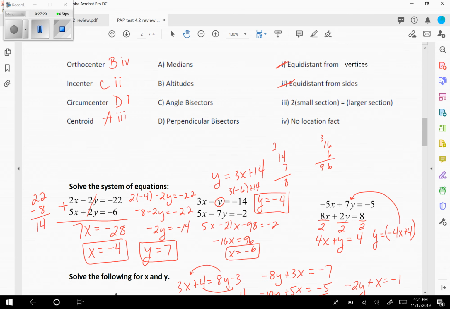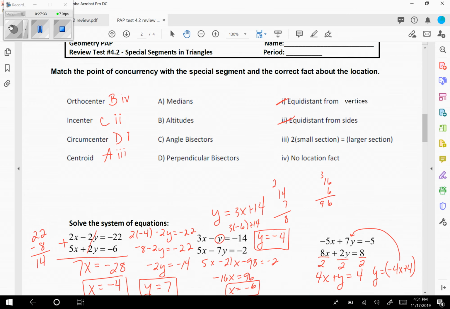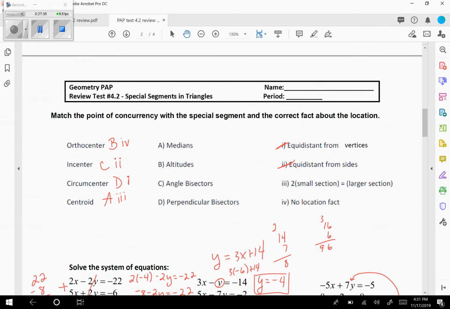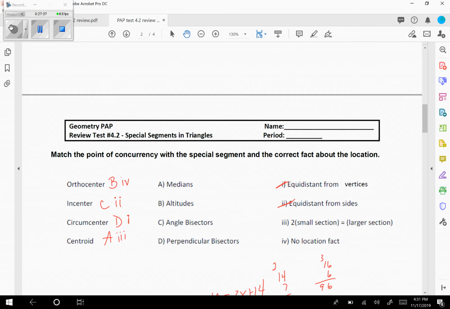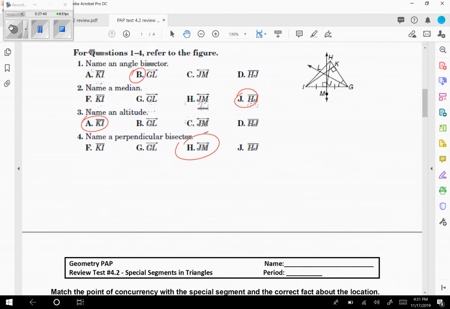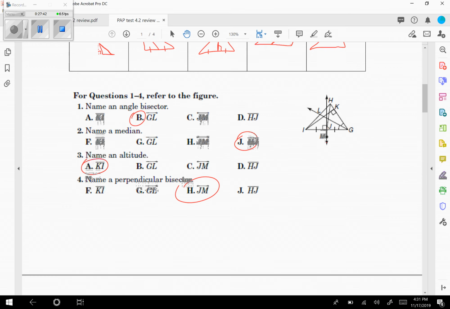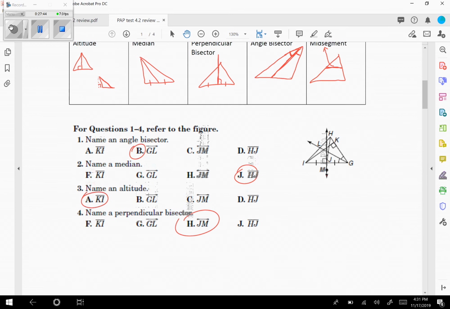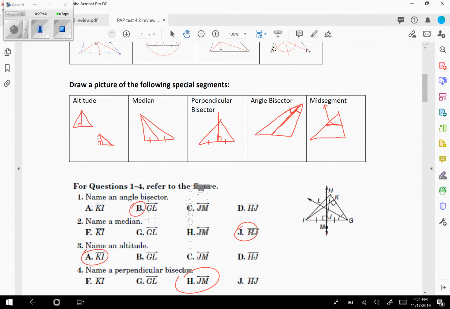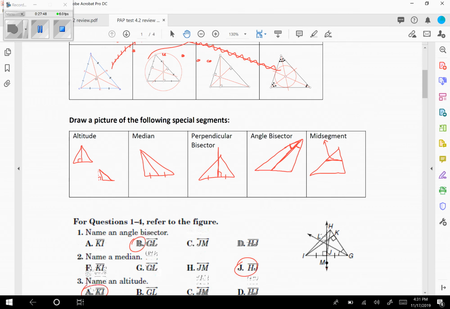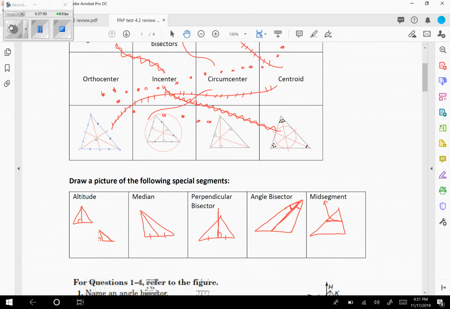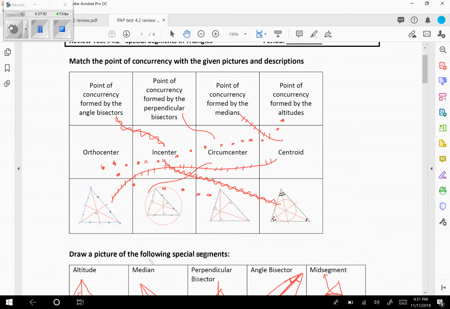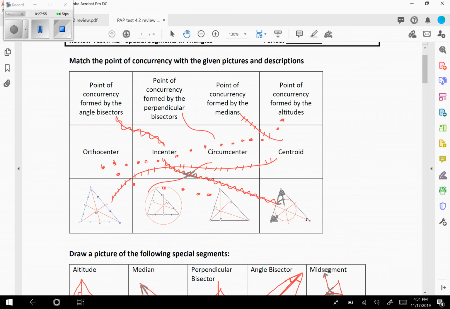Okay, so there's the other systems one here. Here's our matching one. Here's the multiple choice ones. Some pictures. Remember, your pictures might look a little different. And then here's the matching ones. I tried to do different kinds of lines to make it a little bit more clear.